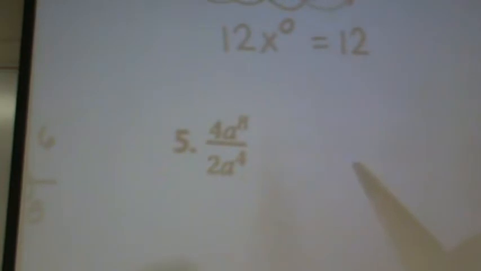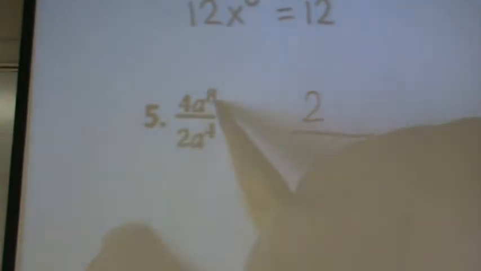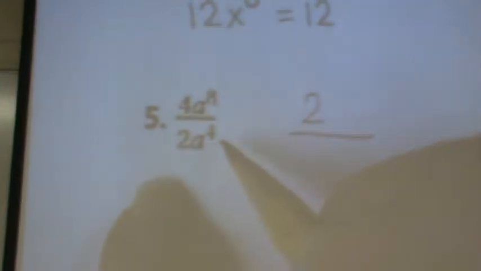Number 5, this 4 over 2 is 2. And you've got 8 a's in the top and 4 a's in the bottom. That's going to be a to the 4th on top.